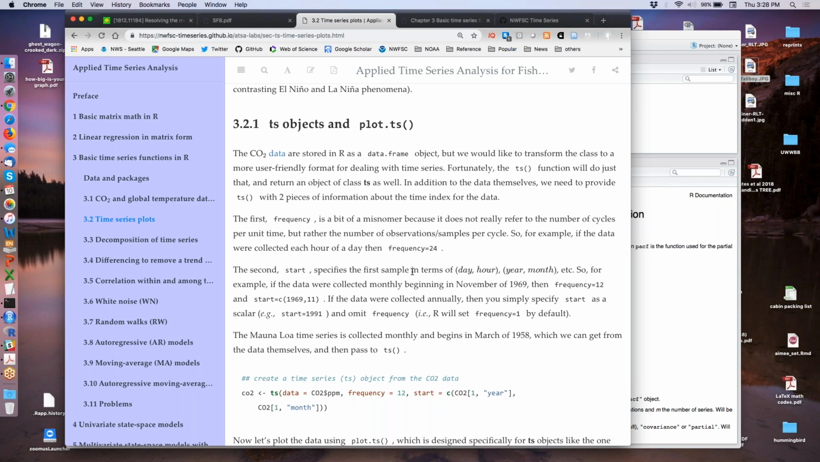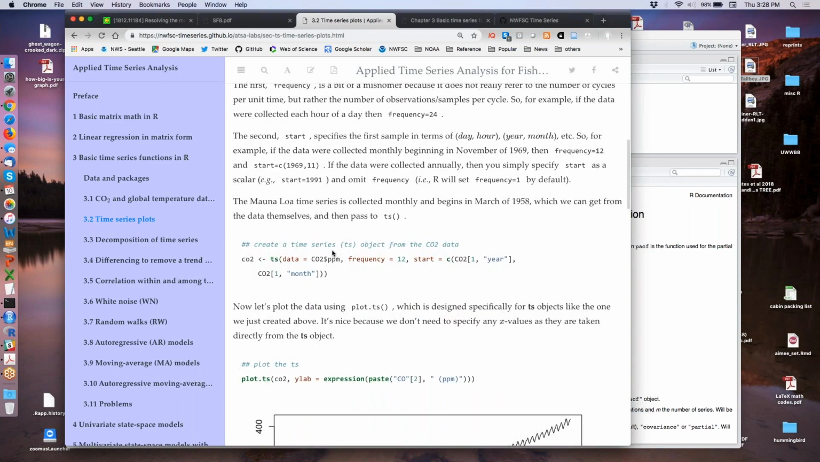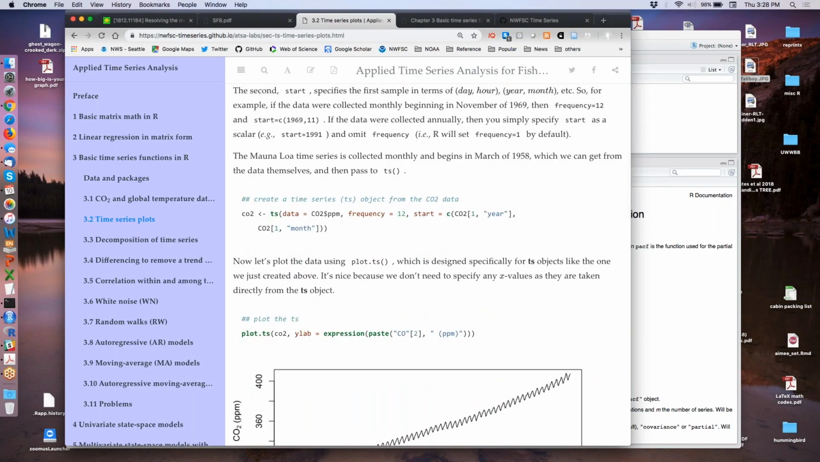And then there's a start element which tells you where you want the time series to start. If you have annual data, you can just put in a year, so start would equal 1991 or something like that. If you had a year and month, it would be something like 1969, comma, the month it actually started. Okay, so that's how you do it. So basically, we can do that with a time series object.